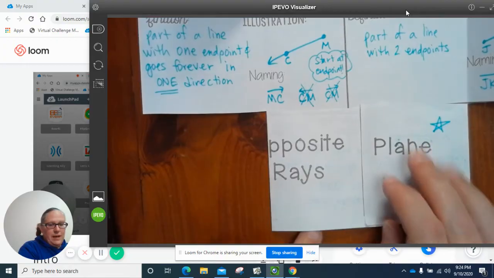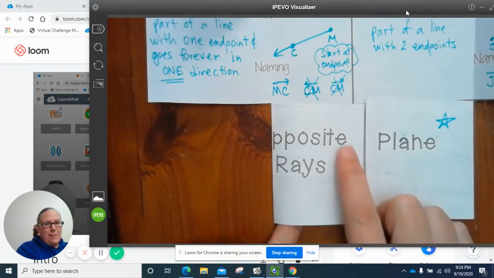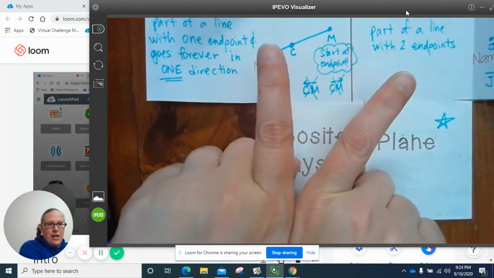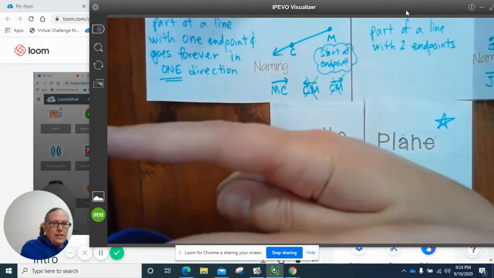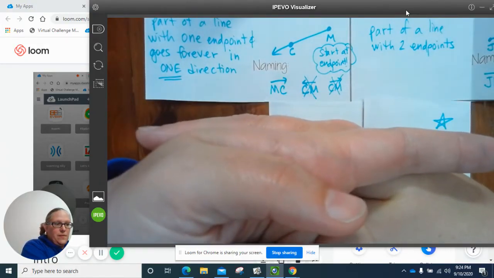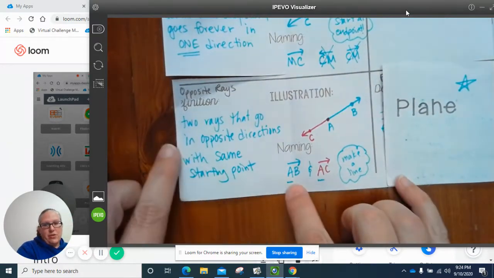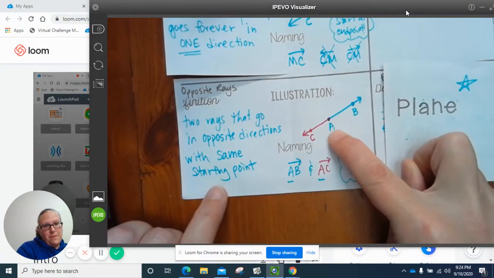And the last one we have is the opposite rays. They're just what they sound like, opposite rays, two rays that go in opposite directions. Now, these are not opposite directions. Opposite directions is like one going to the left and one going to the right, or north south or east west, opposite of each other. Two rays that go in opposite directions. They share a starting point.